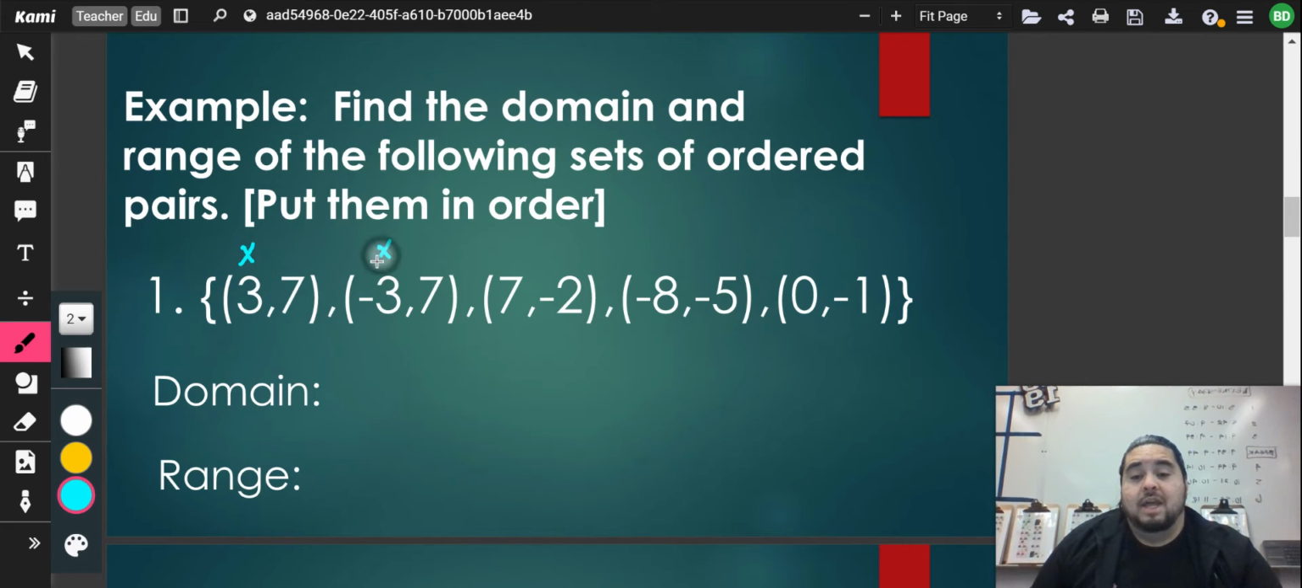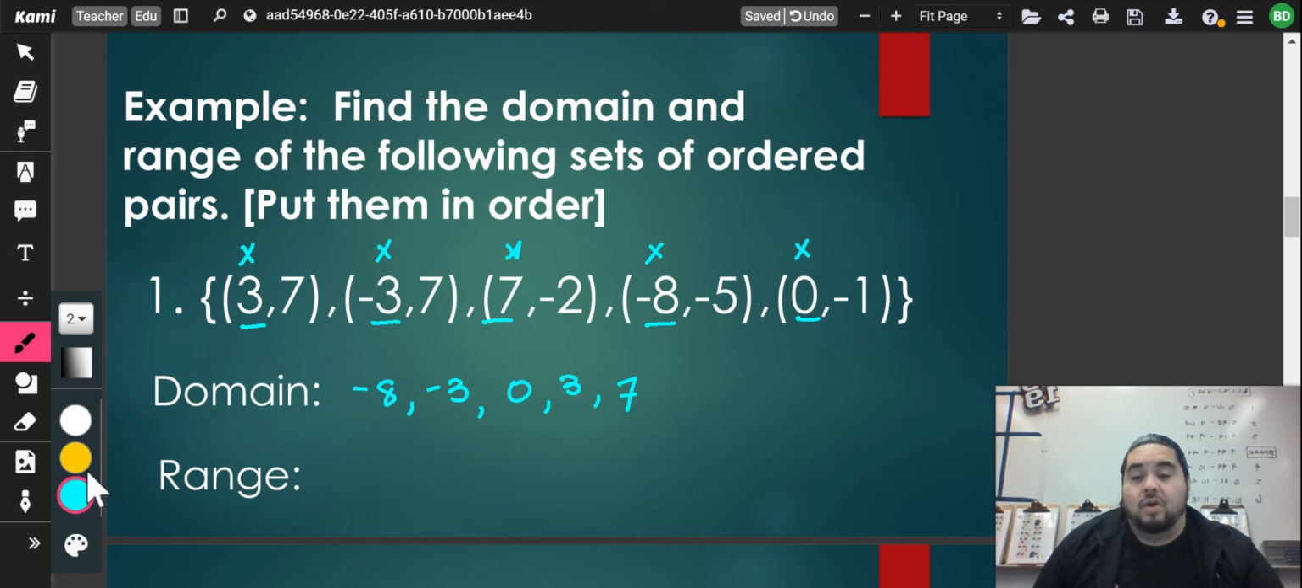I'm just going to go through and mark these to make sure that we take these all into account. Okay, x, the first value in the ordered pair. So I have 3, -3, 7, -8, and 0. So if I'm going from least to greatest, I have -8. I'm going to underline that so I know that I've taken it into account. Then I have -3. Then I have 0. Then I have 3. And lastly, I have 7.